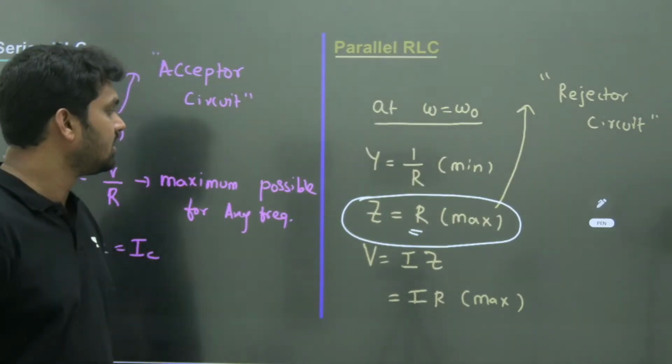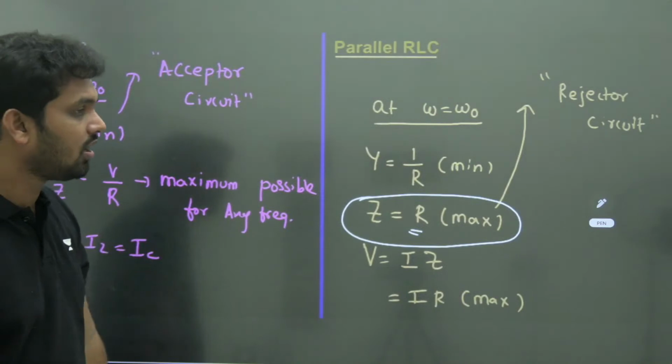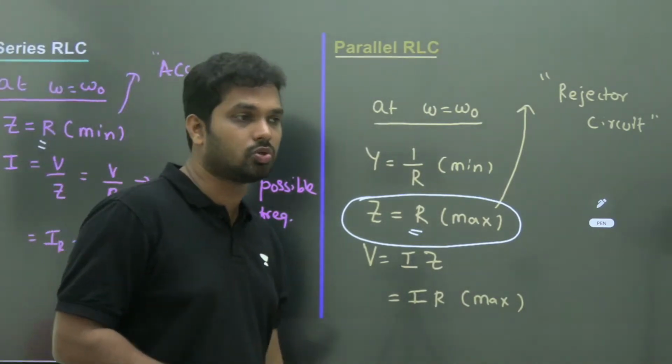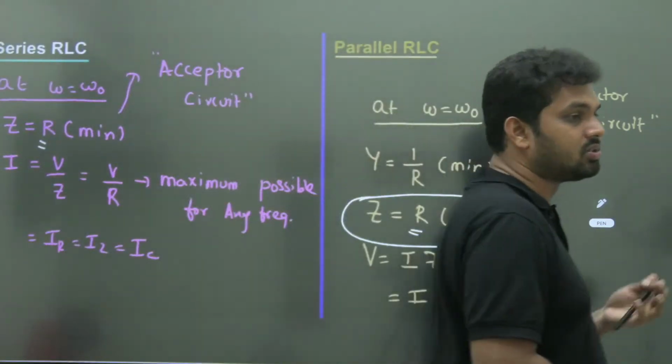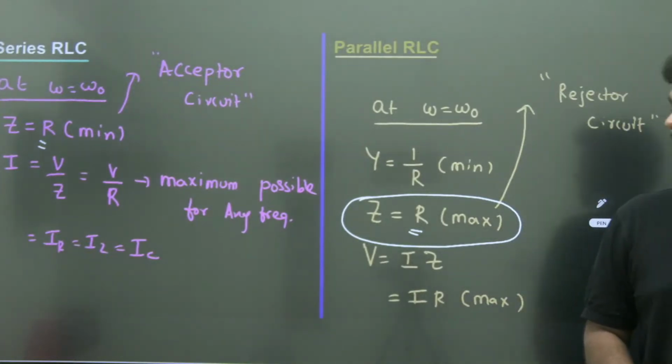Because Z equal to R, that is the maximum possibility. R in parallel with anything is R, the maximum possibility. Y will be minimum because impedance is maximum. It is called a resistor circuit.